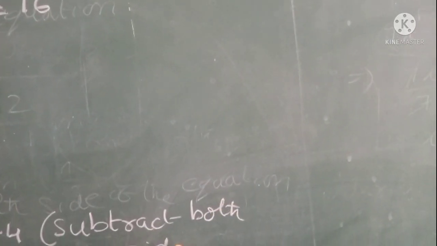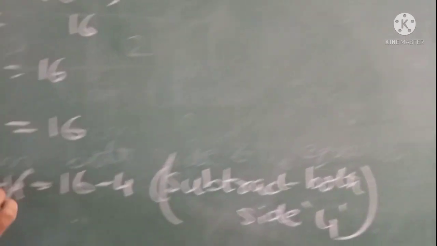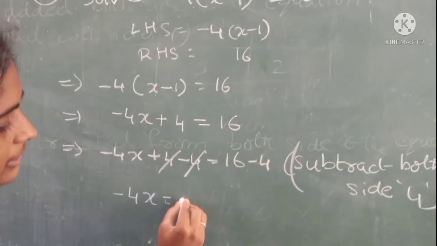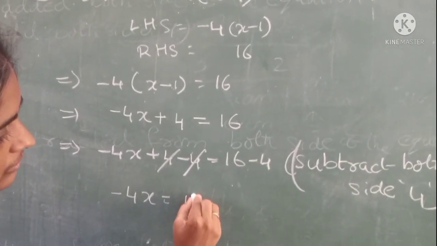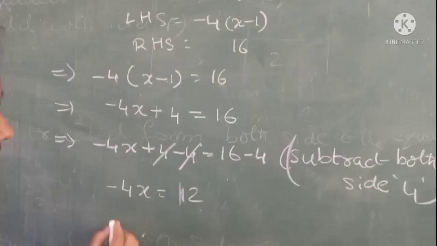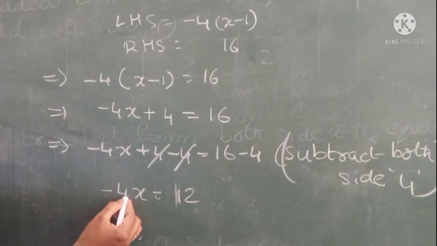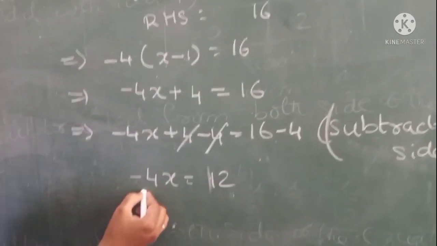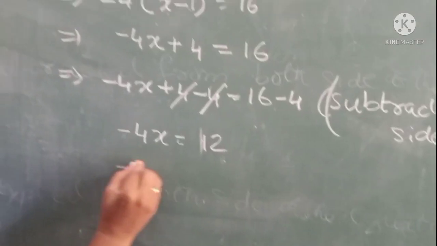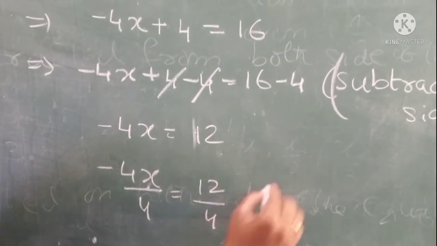Subtract 4 on both sides. Okay, children. Plus 4 minus 4 cancel, so minus 4x equals 16 minus 4, that is 12. Minus 4x equals 12. Remove the minus and 4 by dividing both sides by 4: minus 4x by 4 equals 12 by 4.